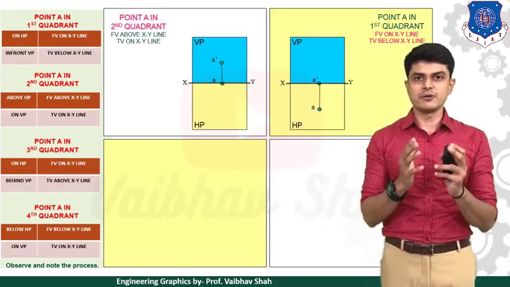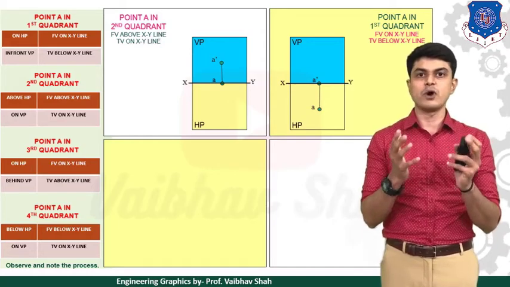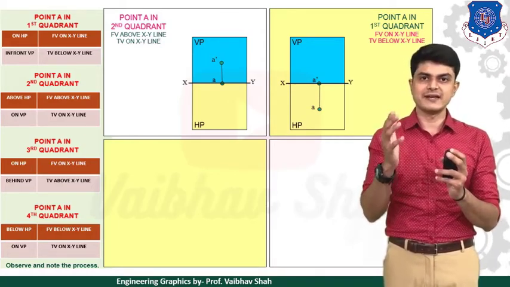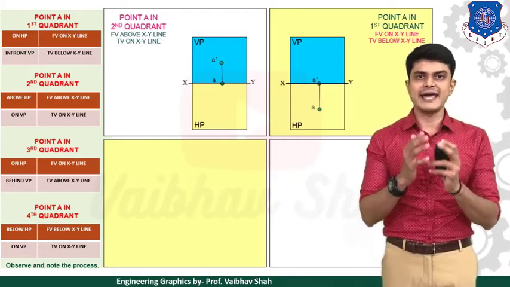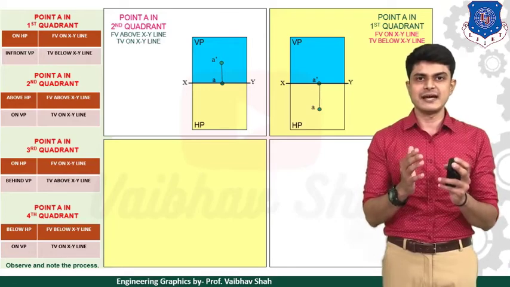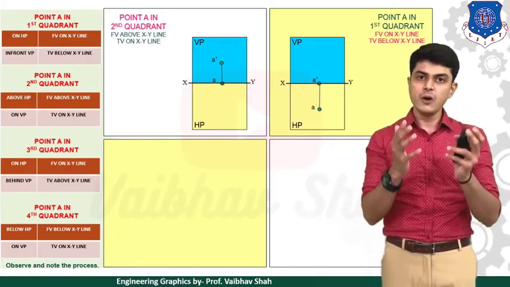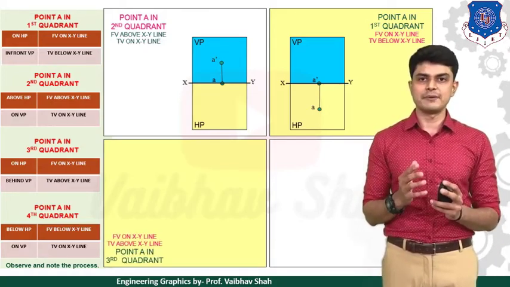So this is nothing but, whenever your point is on VP or on HP, that means your answer would lie on what? The XY line. So suppose your point is with respect to HP and resting on HP, that means your answer would be the dash point on the XY line. Suppose it is said that your point is on VP, that means your answer without dash would be on the XY line. So next, for the third quadrant point, what will happen?